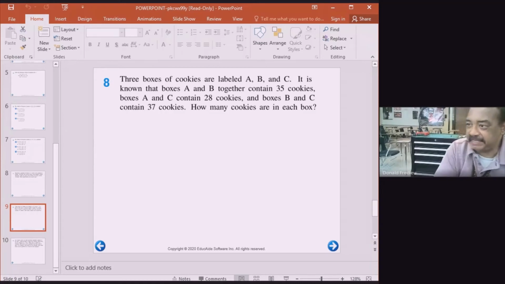Box A and C contain 28. So A plus C contain 28. And B and C contain 37. So A plus B is 35, A plus C is 28, and B plus C is 37. So this is our matrix. Let's fill this in.